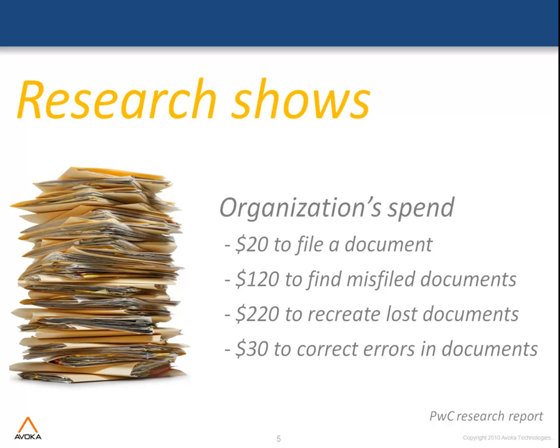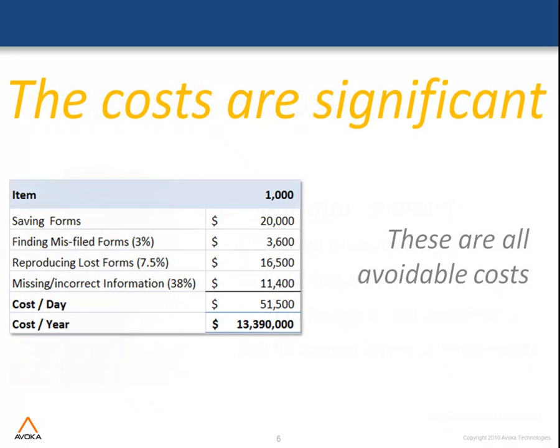And this research from Pricewaterhouse shows that on average, organizations are going to spend $20 to file a paper document, $120 to find a misfiled document, $220 to recreate lost documents, and $30 to correct the errors in each document. And that's on average. The cost could be much higher. And if you take all these costs and lay them out over 1,000 forms, you're going to see that the cost per day to handle 1,000 forms for each of these cost elements is $51,500, and if you do that 5 days a week for 52 weeks a year, it's almost $13.4 million annually. So doing business this way is inefficient and extremely costly and can be avoided.